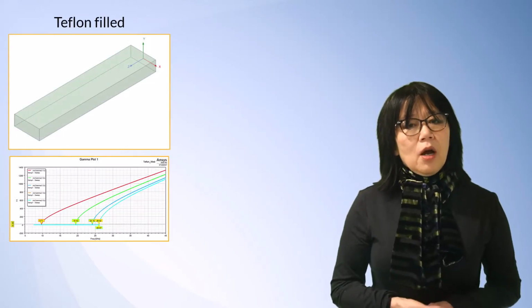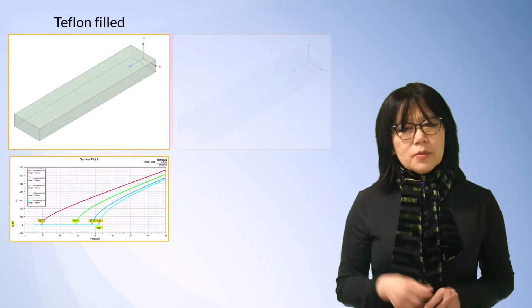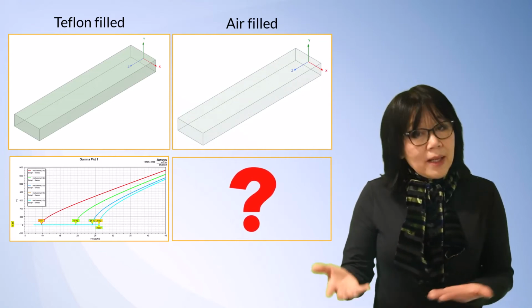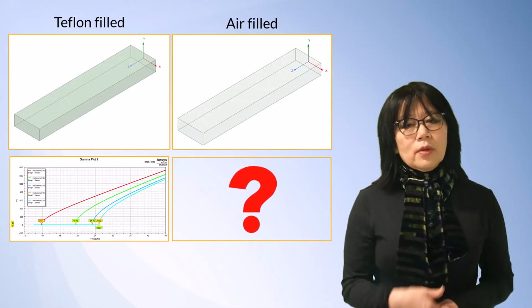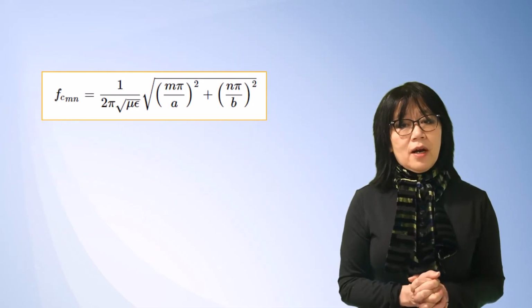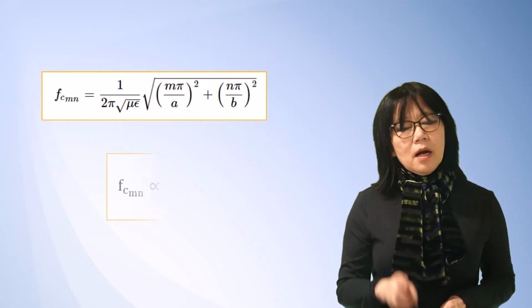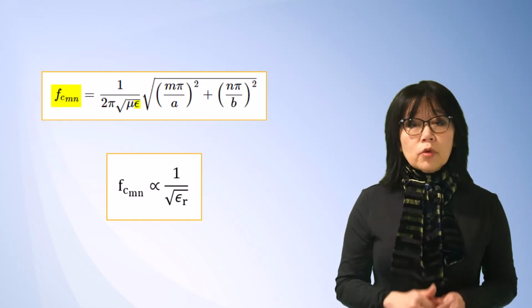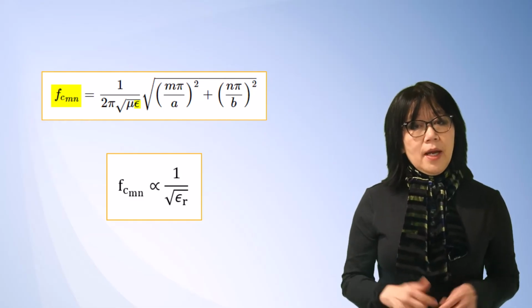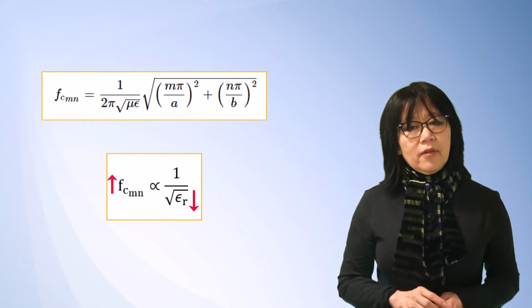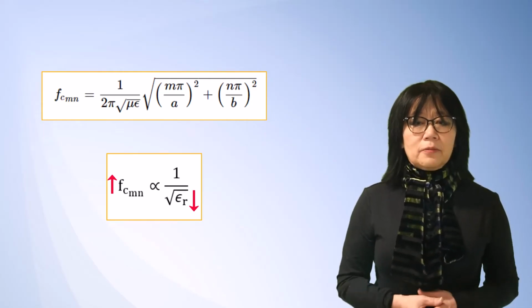So far we discussed simulating the dielectric filled rectangular waveguide. So what happens if it's air filled, it's empty? Will the mode cutoff frequencies remain the same or are they going to change? So let's find out using the cutoff frequency equation of the rectangular waveguide. And we see that the cutoff frequency is inversely proportional to the square root of the material permittivity. Hence, the cutoff frequency will increase if we replace Teflon with free space or vacuum.